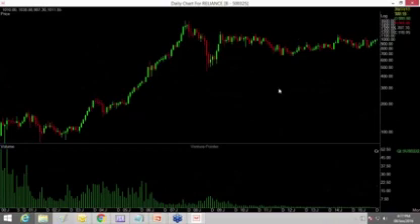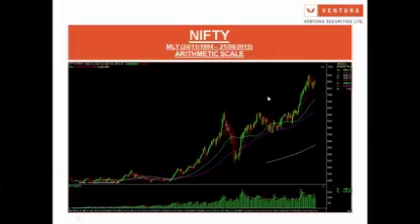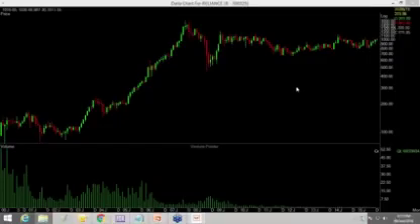So if you are viewing a daily chart or an intraday chart, you should use the absolute term scale, that is arithmetic scale. And if you are watching a weekly chart or a monthly chart, you should use a semi-log scale.